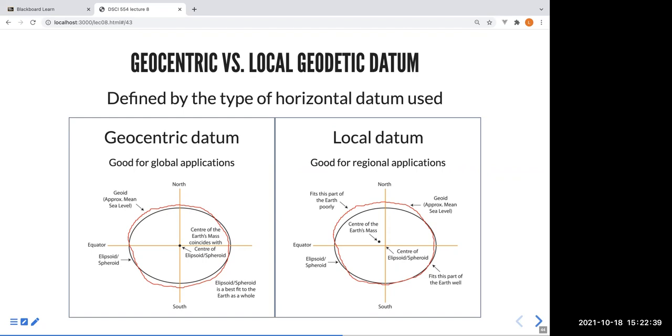And in that case, you talk about a local datum, okay? Where datum is, again, a geodetic datum, both horizontal and vertical. So the local datums are good if you have a local application, meaning an application for the United States or for Europe, and the geocentric ones are good enough everywhere, but they're not great all over the place.